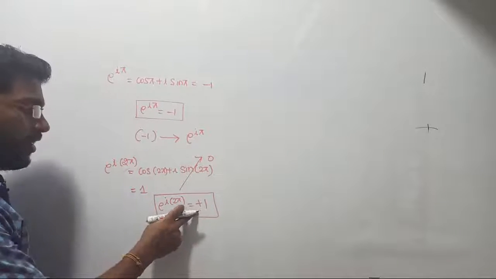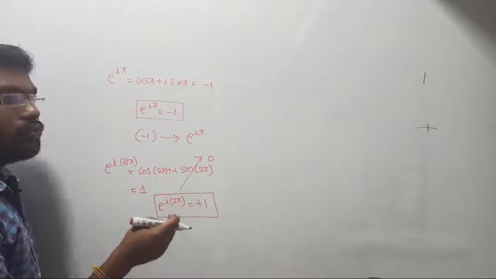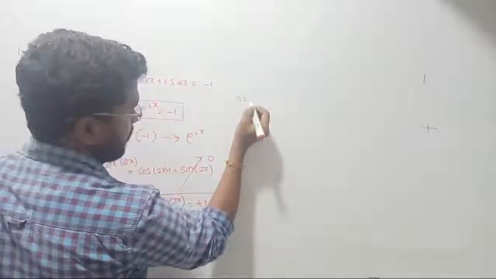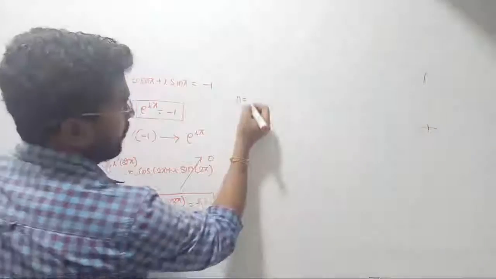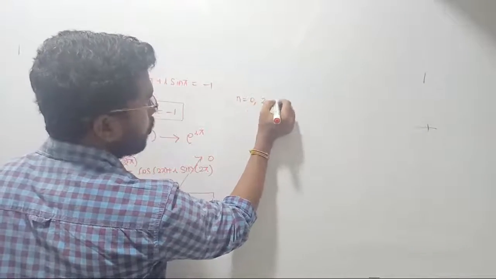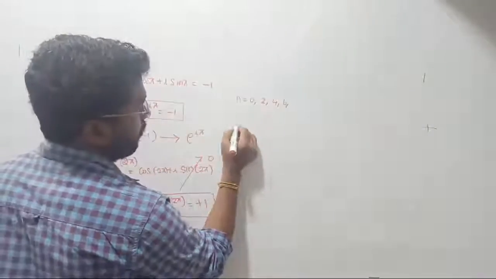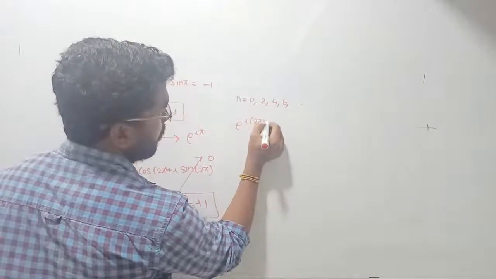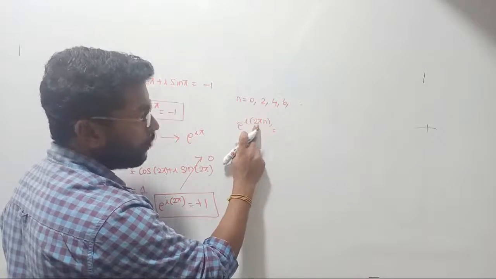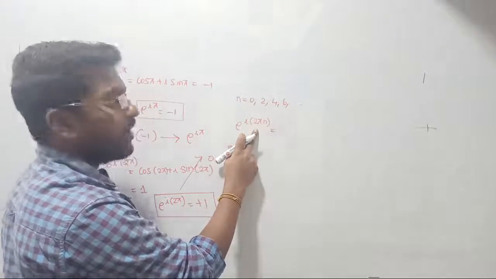So if I find any term, and we already said that even if you put 2 pi n, that is equal to 1 only. Let me generalize. For n equal to, for example, even values like 0, 2, 4, 6, etc., if you consider only even values, it will become e power i into 2 pi n. For n equal to 0, it should be equal to 1. For n equal to 2, you get 4 pi: cos 4 pi is 1, sin 4 pi is 0, correct? Similarly for n equal to 4 you get 8 pi, and then 6 you can consider.